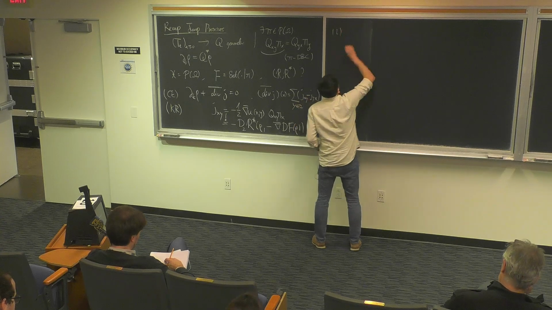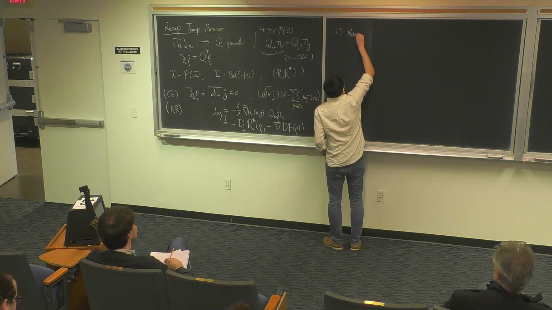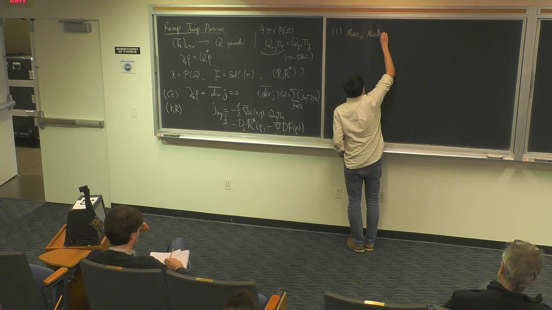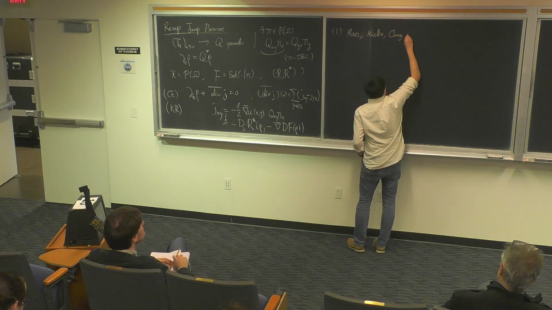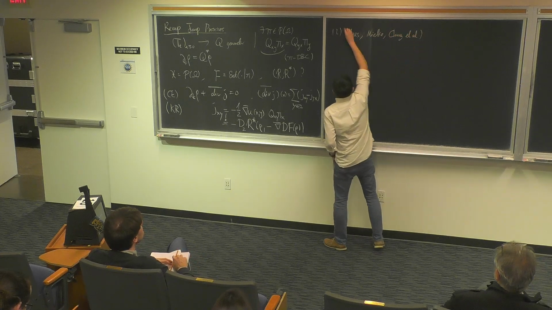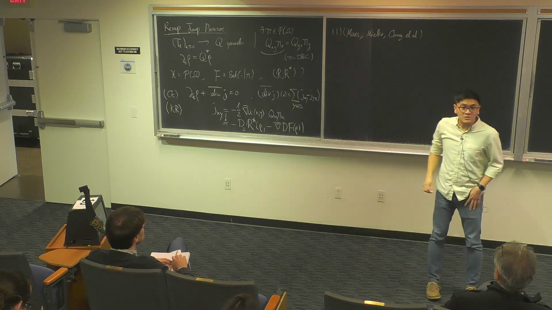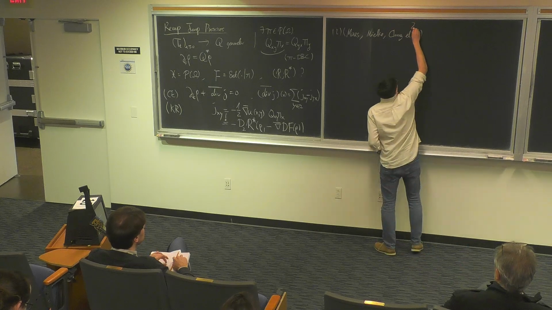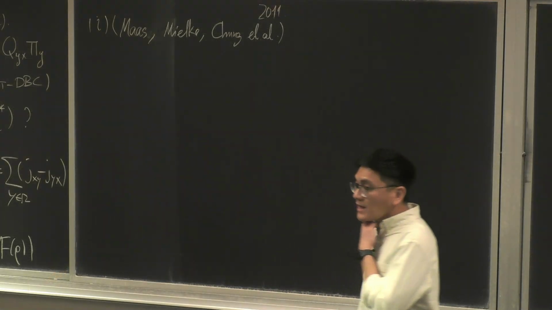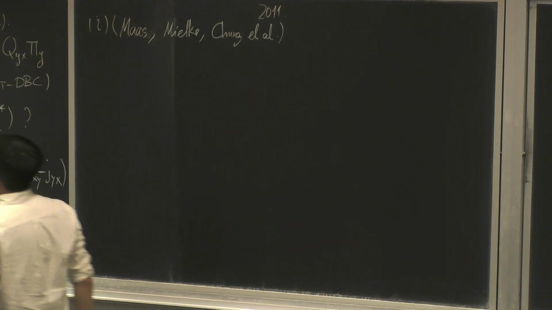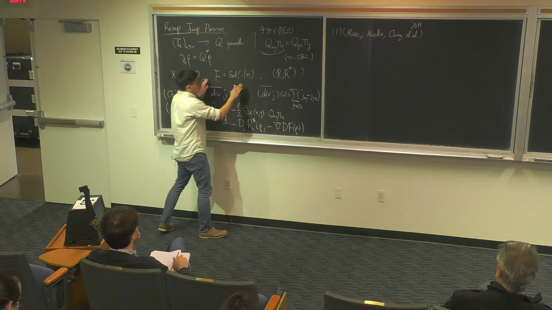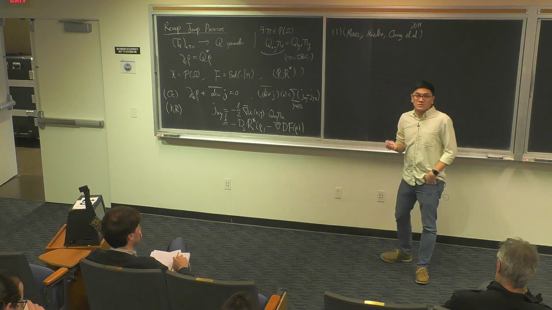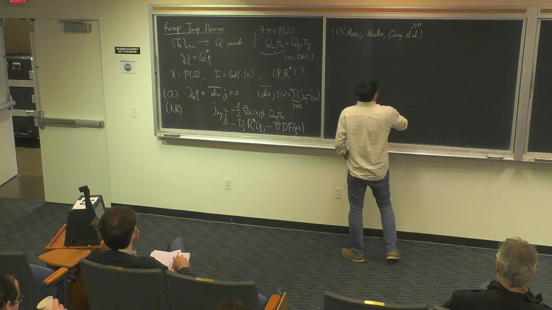First example is by Maas, Mielke, Chow et al. So they appeared around the same time. I don't remember when, maybe 2011? 2011? Yeah, 2011. And they took, of course, the state space is the same. They took the same energy. And the R and R star was given by something quadratic. So which means it can be given by an Onsager operator.